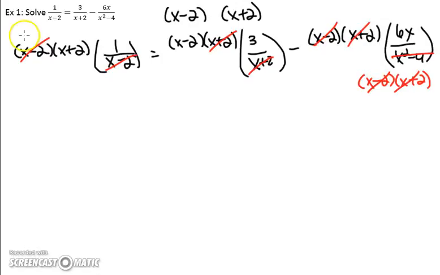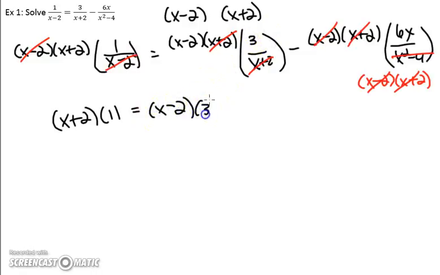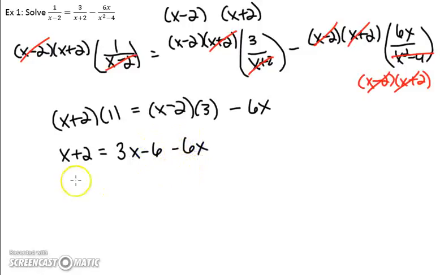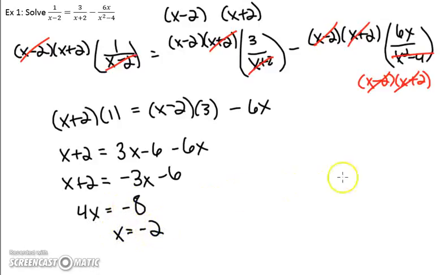So when we simplify this, all we're going to have left is x plus 2 times 1 equals x minus 2 times 3. Minus, those are all gone, and all we have left is 6x. So if we distribute the 1, we really don't have to distribute a 1, but distribute the 3. And then we can just solve from there. And we get x equals negative 2.